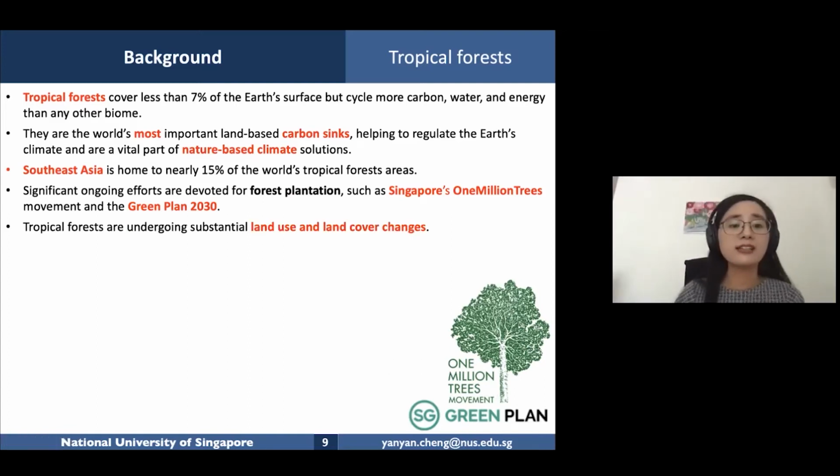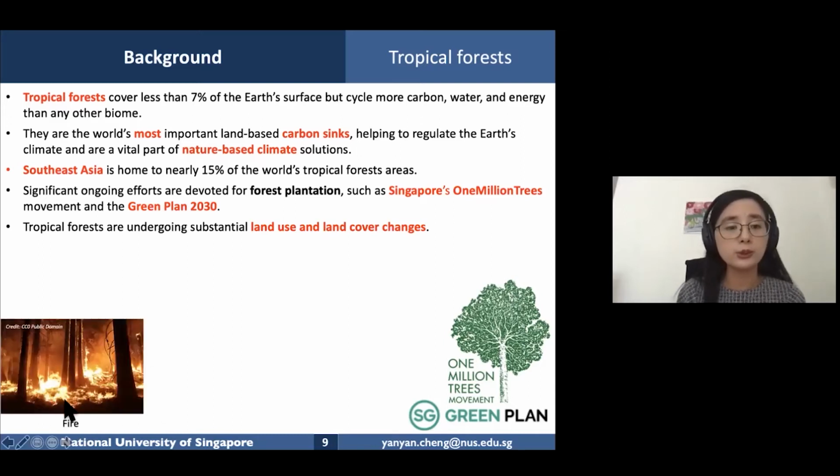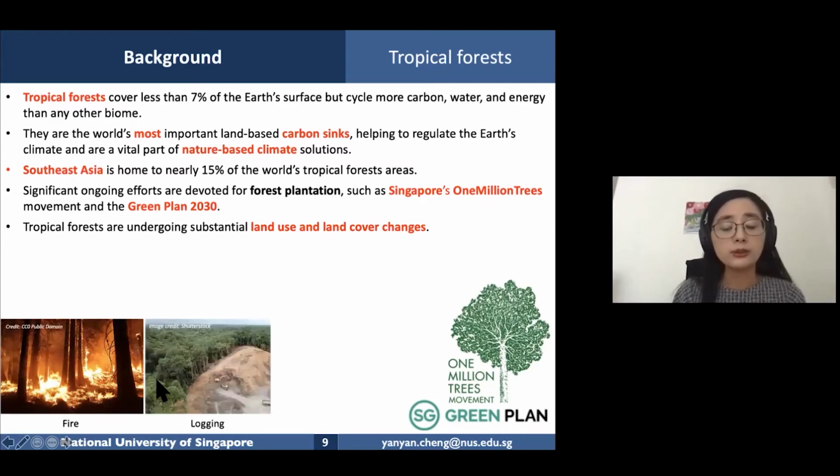But at the same time, these tropical forests have undergone substantial land use and land cover changes. For example, due to wildfires. Actually, this is a figure for the wildfire in Indonesia. And also due to human activities such as logging and crop expansion, and the oil palm and rubber plantations.